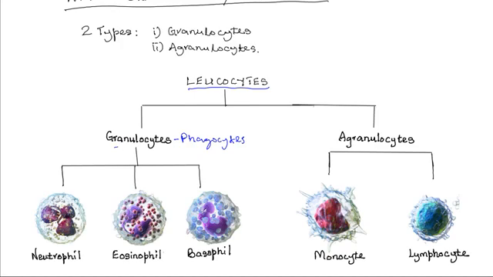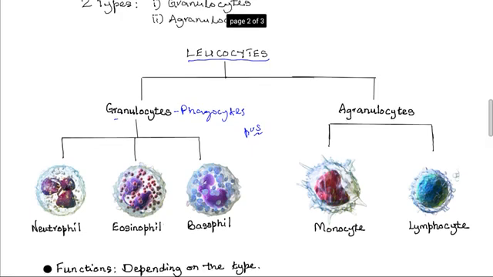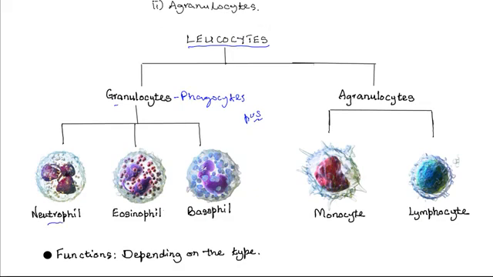There are three types of granulocytes: the neutrophil, the eosinophil, and the basophil. Agranulocytes, on the other hand, lack granules in the cytoplasm, and they tend to have either a rounded nucleus, like in the lymphocyte, or a bean-shaped nucleus, like in the monocyte. So the monocyte has a bean-shaped nucleus, while the lymphocyte has a rounded nucleus.